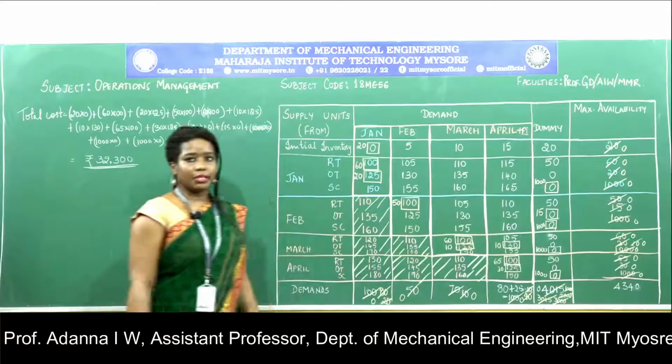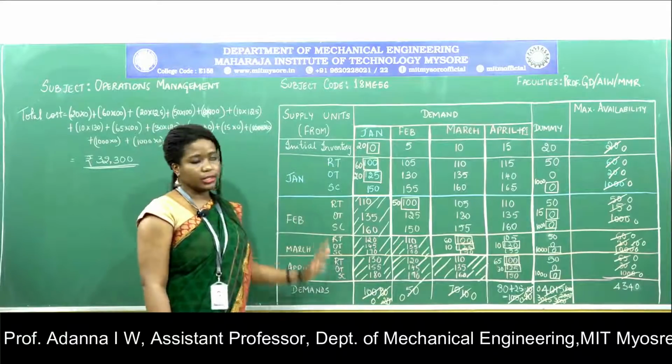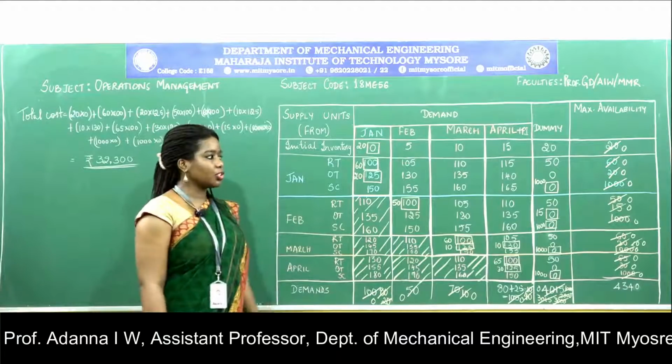So that is what this matrix means, and the aggregate plan, this is the chart that is given, and based on this, production is planned.